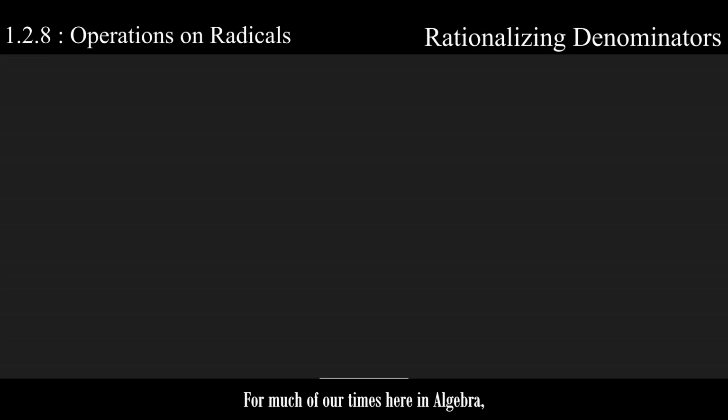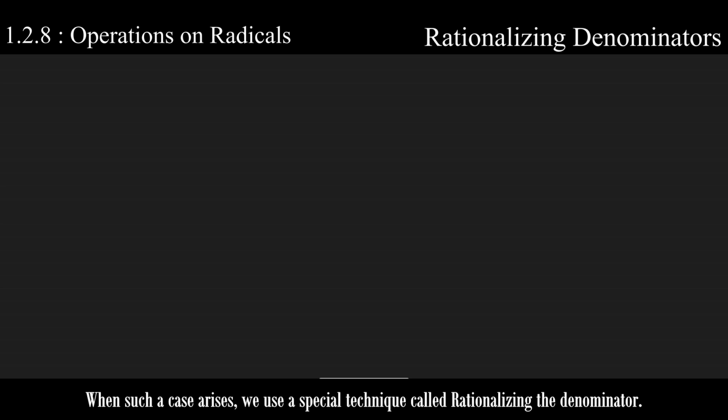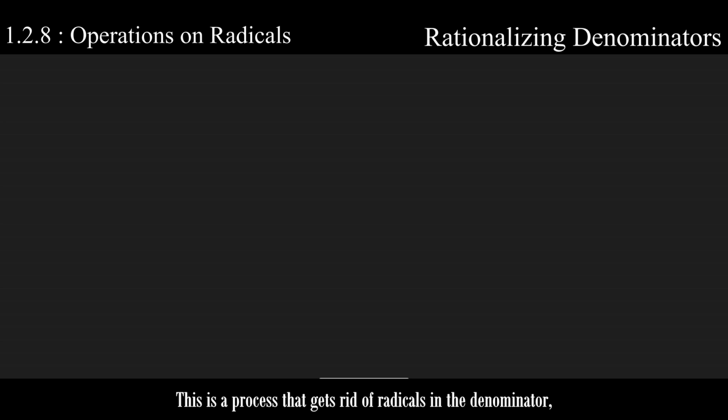For much of our time here in algebra, we will have rational numbers containing radicals. However, for an expression to be in simplest form, we usually do not want any radicals in the denominator. When such a case arises, we use a special technique called rationalizing the denominator. This is a process that gets rid of radicals in the denominator, moving them to the numerator. The best part is that it doesn't affect the value of the expression.